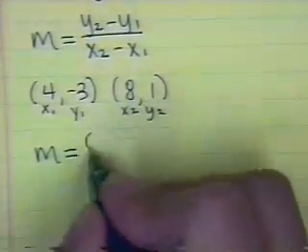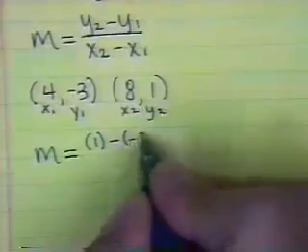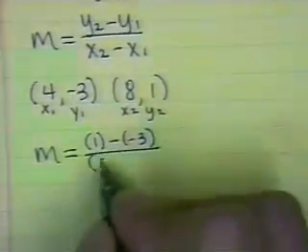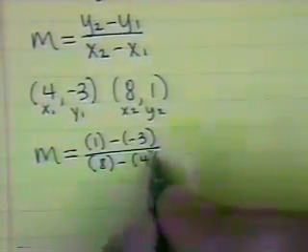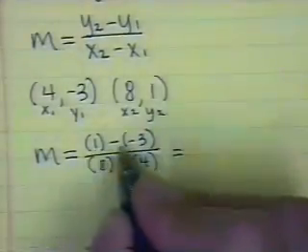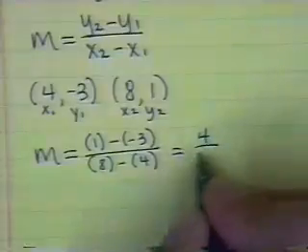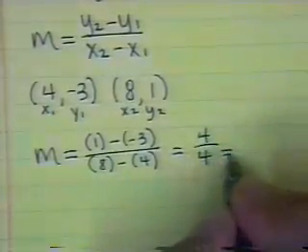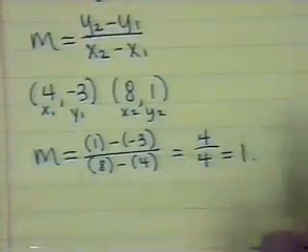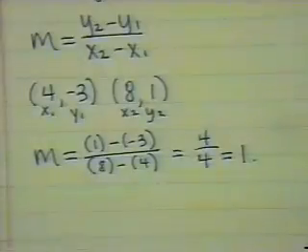The slope is equal to y sub 2 minus y sub 1 over x sub 2 minus x sub 1. And in cleaning it up, remember this double negative becomes a positive, so that's 1 plus 3 is 4 over 4, which gives us a positive 1 as our slope.